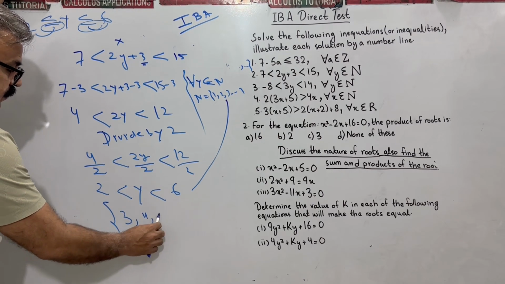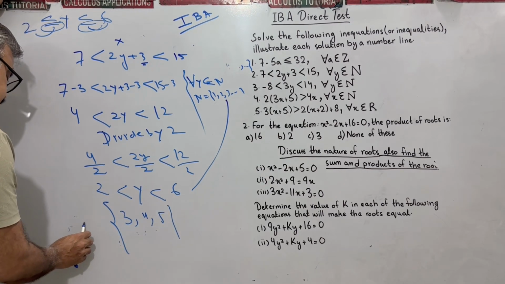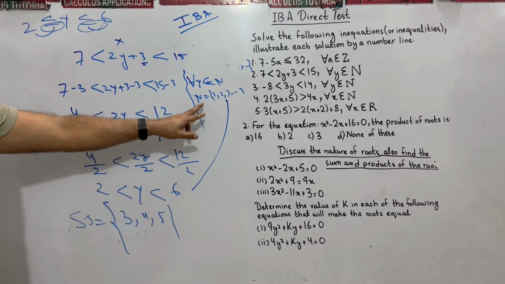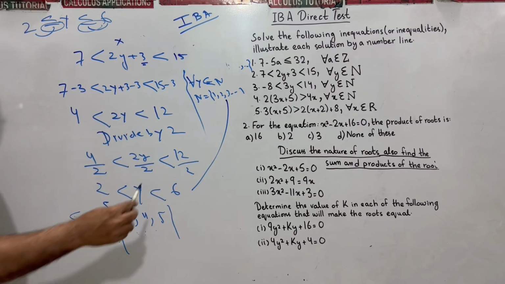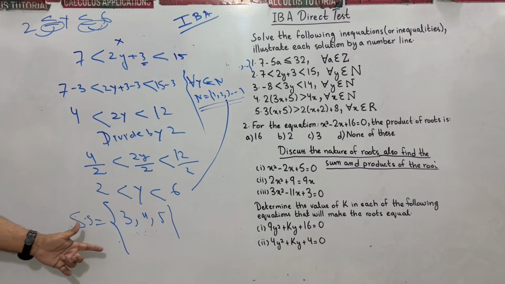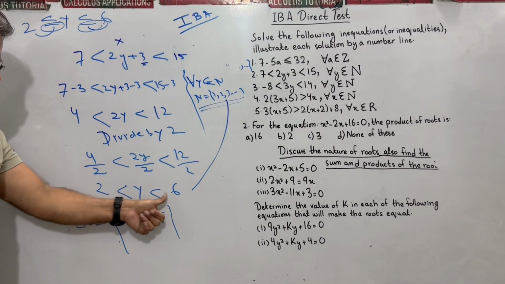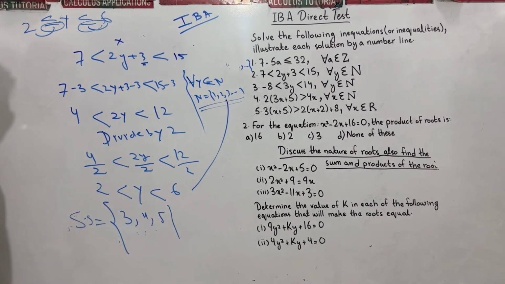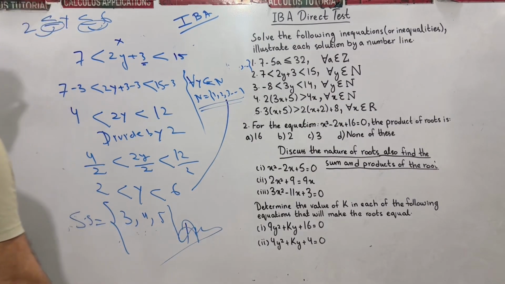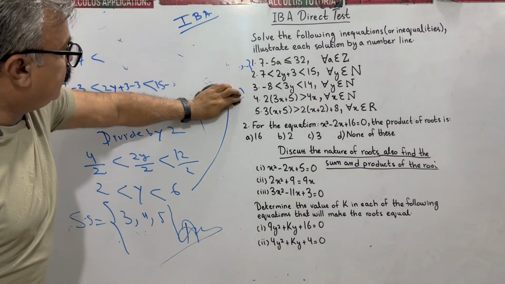3, 4, 5 is our answer in that case. It's our solution, because y must belong to natural numbers. Between 2 and 6, 3, 4, 5 are the only natural numbers. Moving one step further, this is 3, it's a simple one, then 4 and 5 are good ones. Okay.